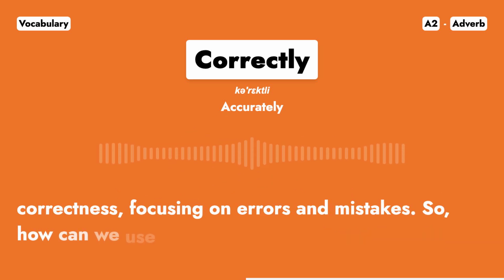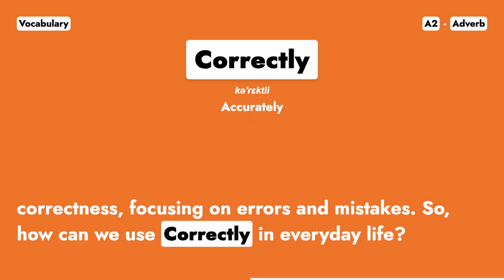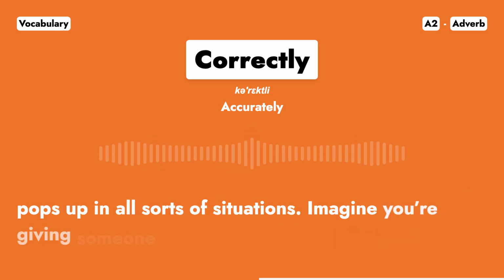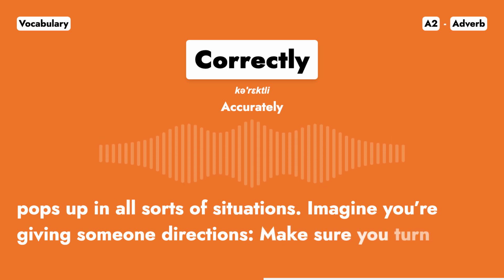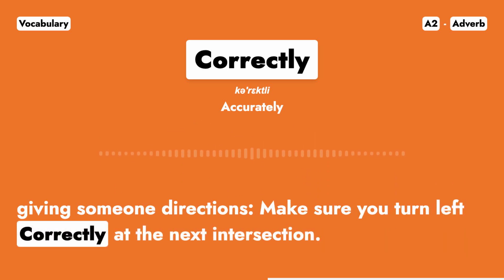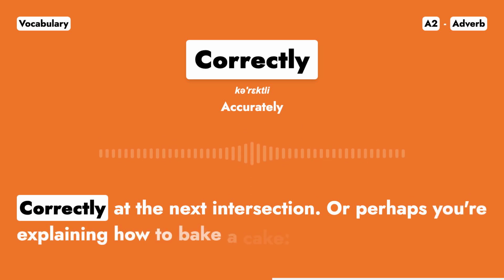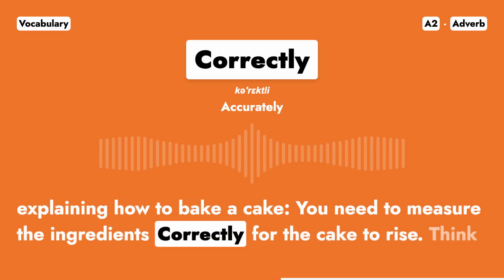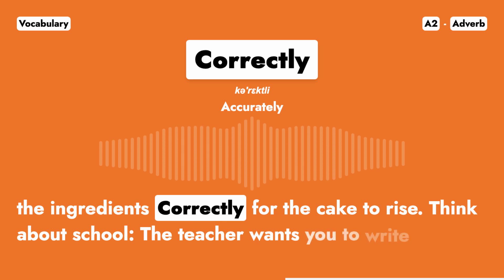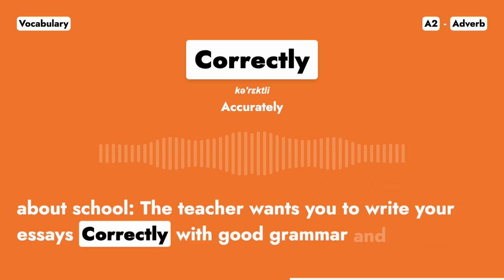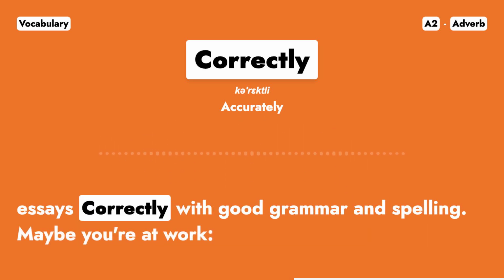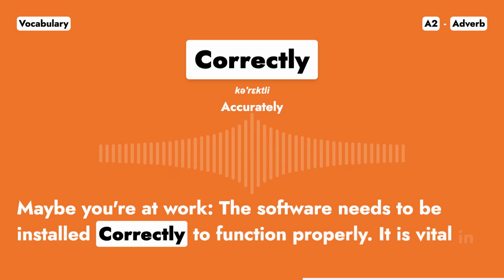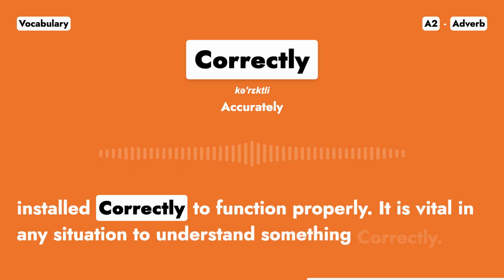So, how can we use correctly in everyday life? Well, it pops up in all sorts of situations. Imagine you're giving someone directions. Make sure you turn left correctly at the next intersection. Or perhaps you're explaining how to bake a cake. You need to measure the ingredients correctly for the cake to rise. Think about school. The teacher wants you to write your essays correctly with good grammar and spelling. Maybe you're at work. The software needs to be installed correctly to function properly. It is vital in any situation to understand something correctly.